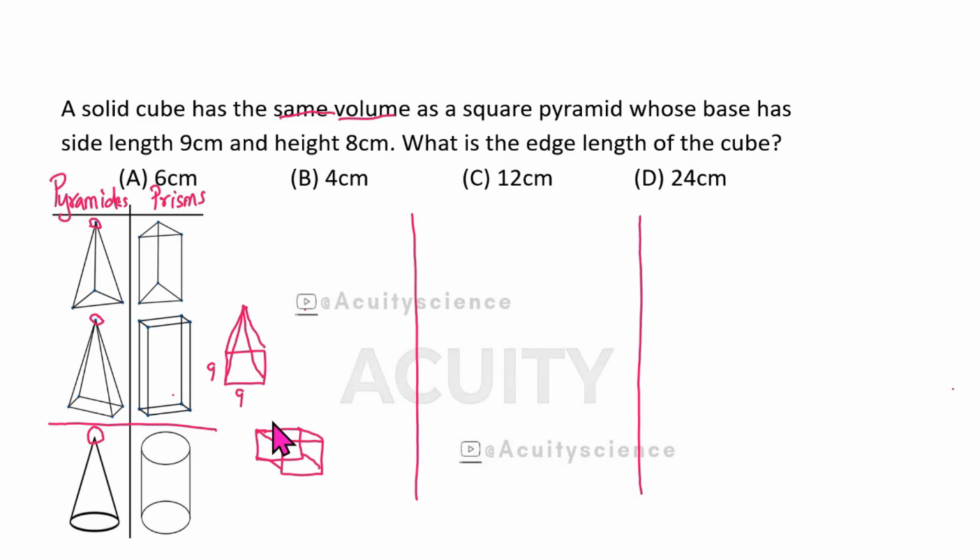All right. Now, how do we calculate the volume of prisms and pyramids? For prisms, you just figure out the area of the base. When you figure out the base area, you multiply that by the height.